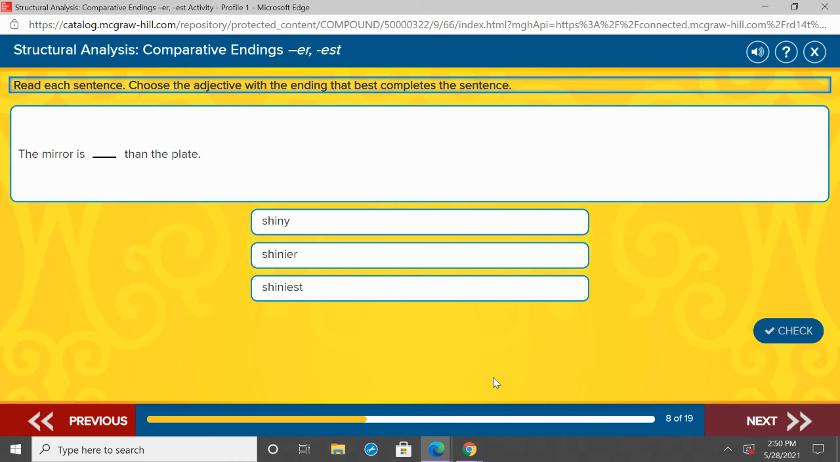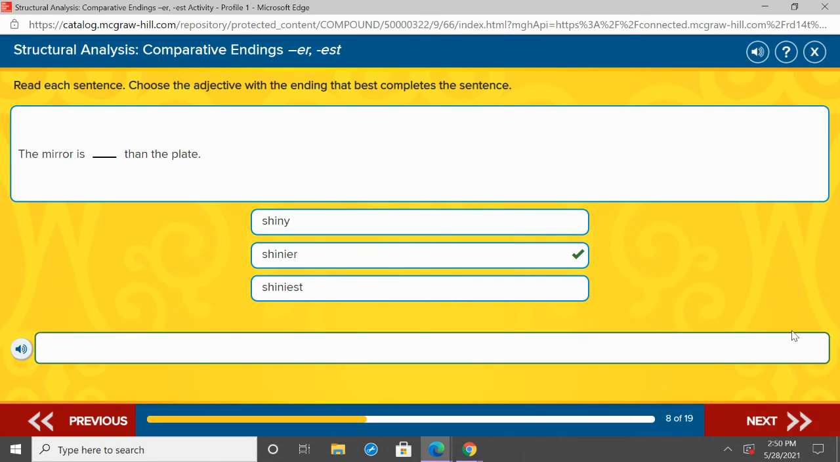All right, let's go ahead. The mirror is blank, then the plate. So we're using the word shiny. So I want you to go ahead and yell out, are we comparing 2 things or are we comparing more than 2? Yell it out. So we're just comparing 2. We're comparing the mirror and the plate. So we just need to add ER. I want you to think, how would we properly do that? Well, it ends in a Y, so we drop the Y, add an I, and add our ending ER. The mirror is shinier than the plate.